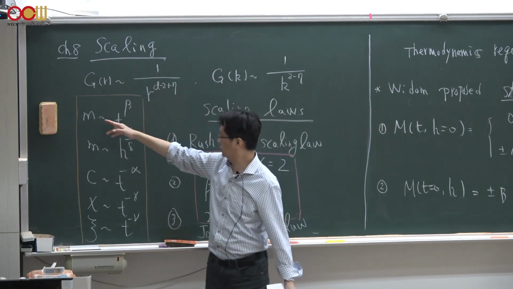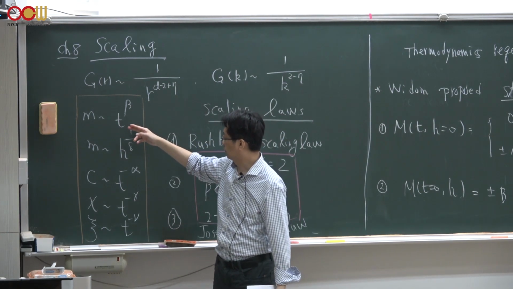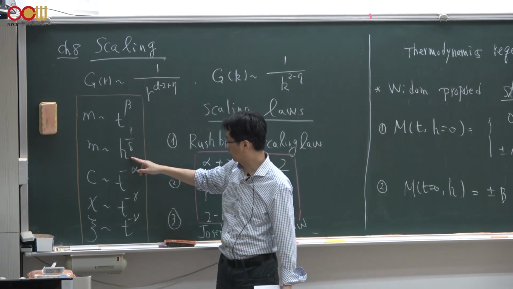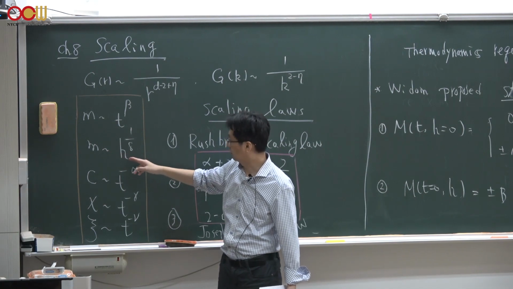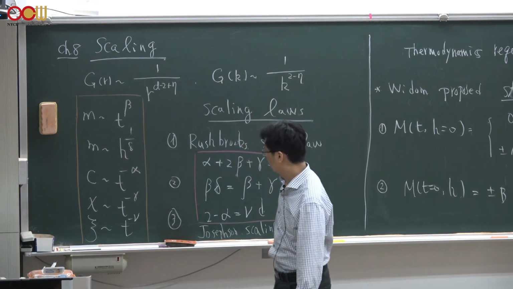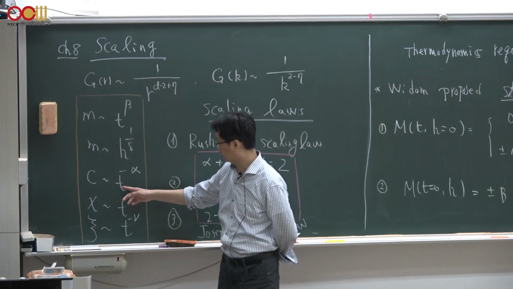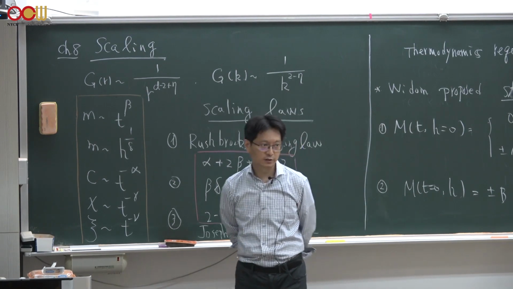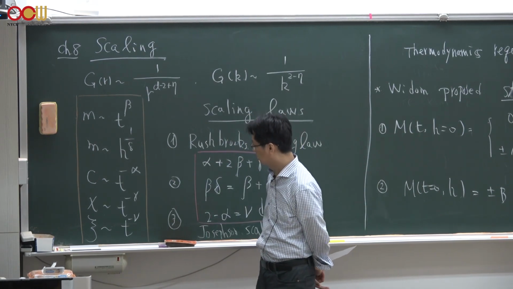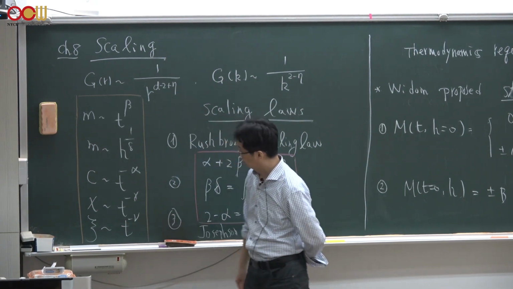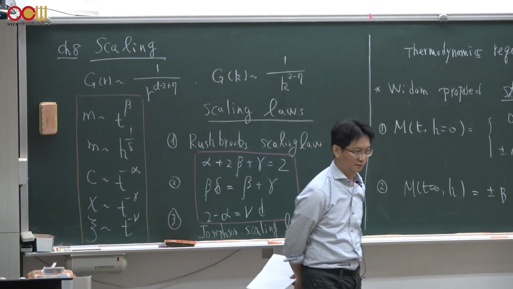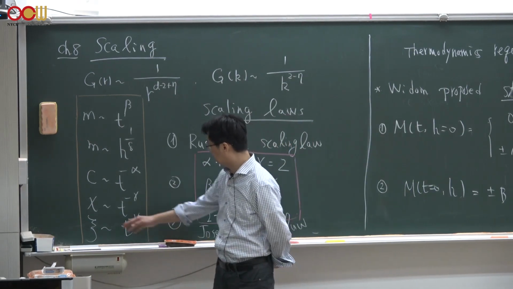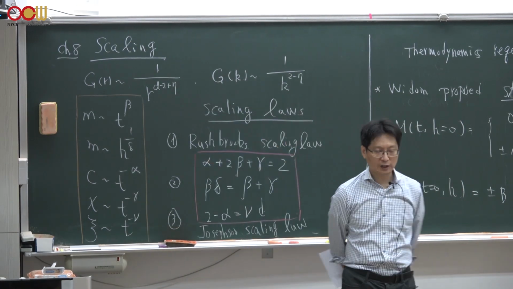For example, the magnetization near this transition temperature behaves as little t to the power of beta, and at the transition temperature Tc, the magnetization behaves as the external field to the power of 1 over delta. The specific heat goes like t to the minus alpha in power-law fashion, where alpha is called the specific heat exponent, and the isothermal spin susceptibility chi behaves as t to the minus gamma. Right? Remember, gamma is 1 for the Ising model. And the correlation length exponent nu: near the transition, the correlation length behaves as t to the minus nu.